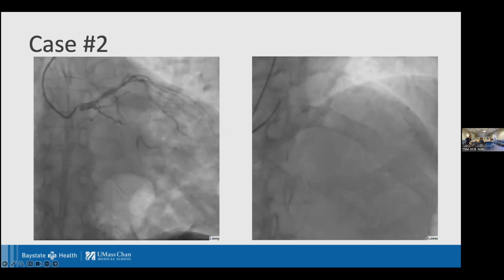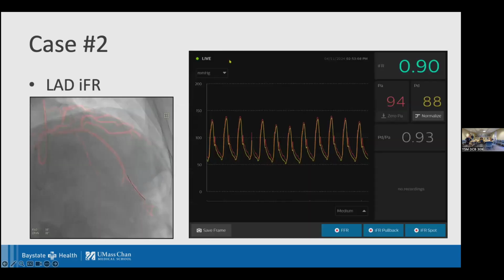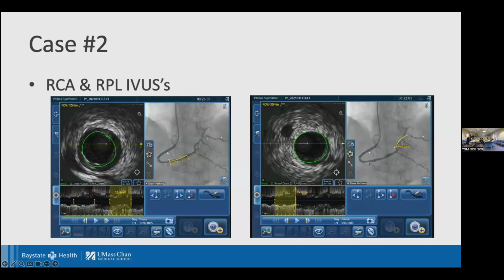So, again, not about the management. I'll tell you what happened. First thing that happened was an IFR of the LAD. Okay. And the IFR was 0.90. Here's that image. So the decision was made to proceed with PCI.